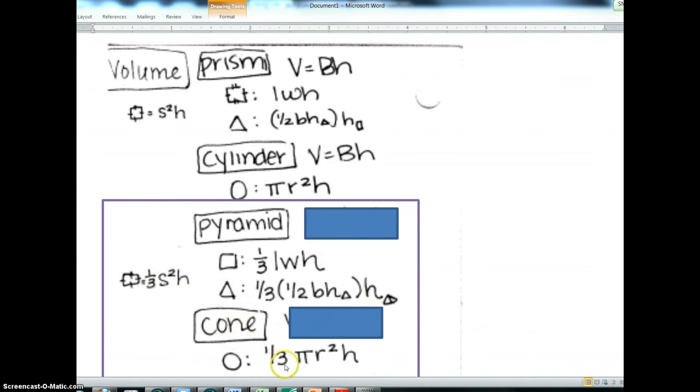The cone, 1/3 times pi times r squared times h. You will be allowed to use this note card on your test and quizzes, so make sure you take it and can see your formulas.